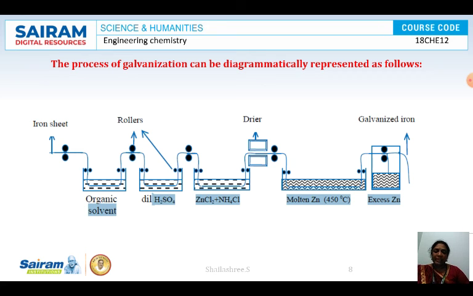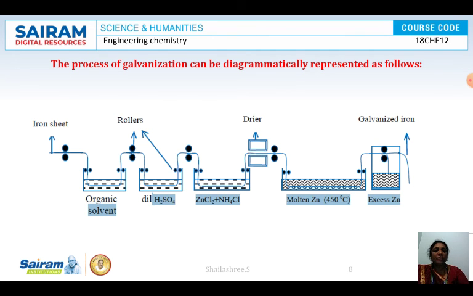We have the galvanization process in our syllabus. So what do anodic metal coatings mean? Coating of zinc, magnesium or aluminum on iron is called anodic metal coating. In the process of galvanization we are coating zinc on iron. The iron to be coated is treated with organic solvent, then with acid, then, for getting a smoother surface, with a zinc and ammonium chloride mixture, and then with molten zinc at 450 to 500 degrees centigrade, and then the excess zinc is removed. Now the article is galvanized.